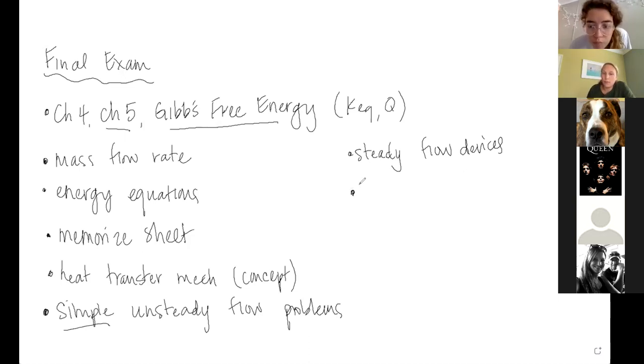You should be very, very familiar with using the property tables, both conceptually and in problems. You should know how to use the generalized compressibility chart.